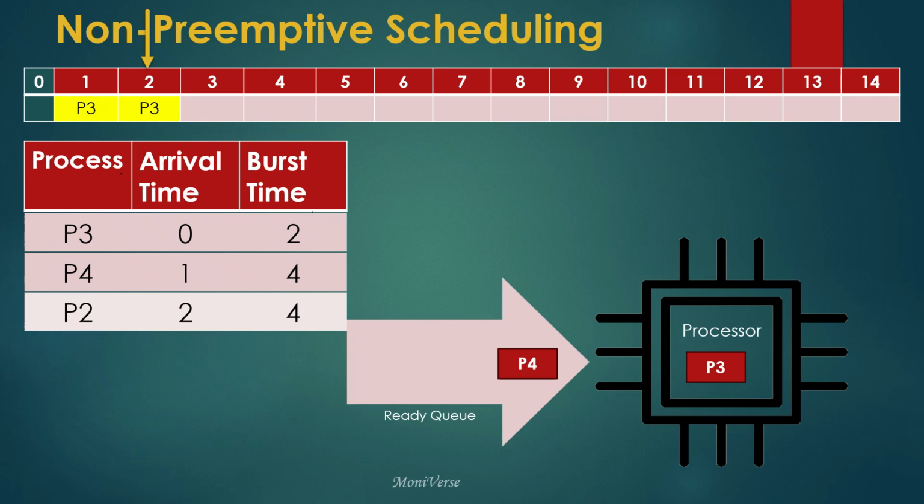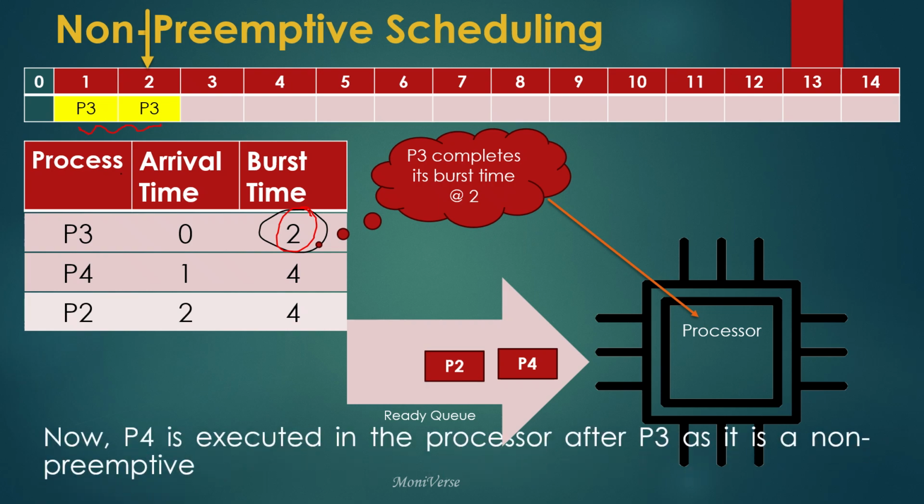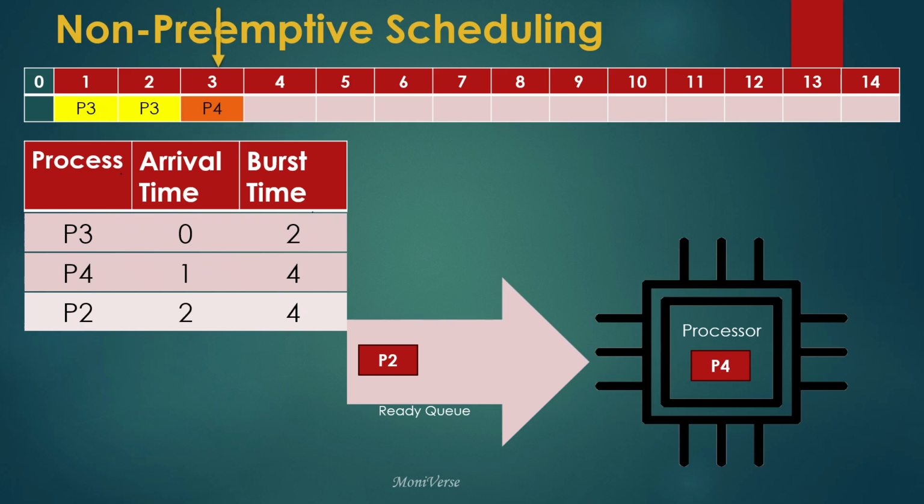Now at time 2, P2 enters the ready queue, as the burst time of P3 is 2, and during the time T, it has already completed 2 units of time in the processor. The execution is completed and it readily exits the processor. So now again the processor becomes idle. Now P4, which is next in the ready queue, enters the processor. It is having an execution time of 4.